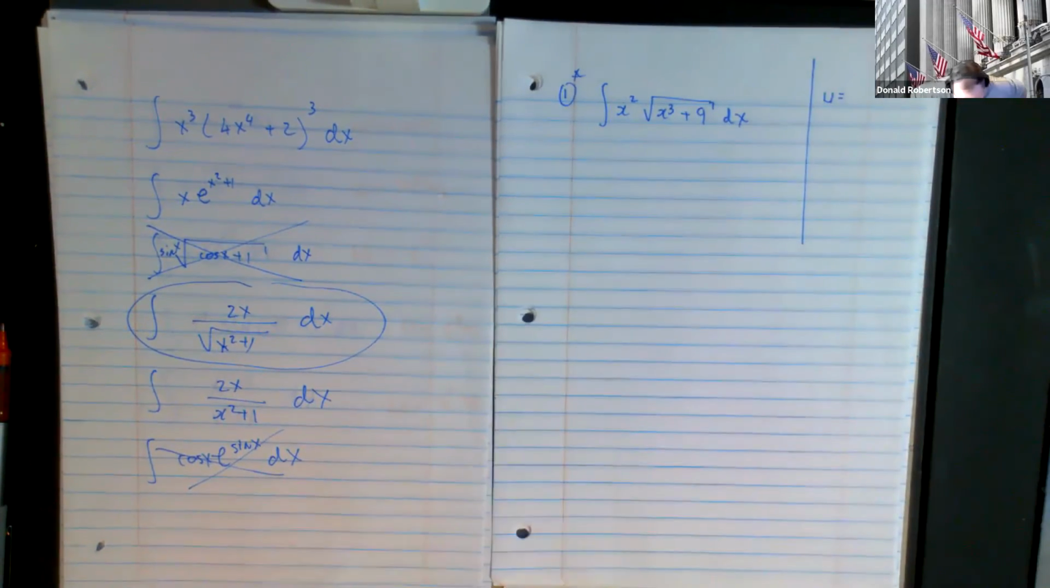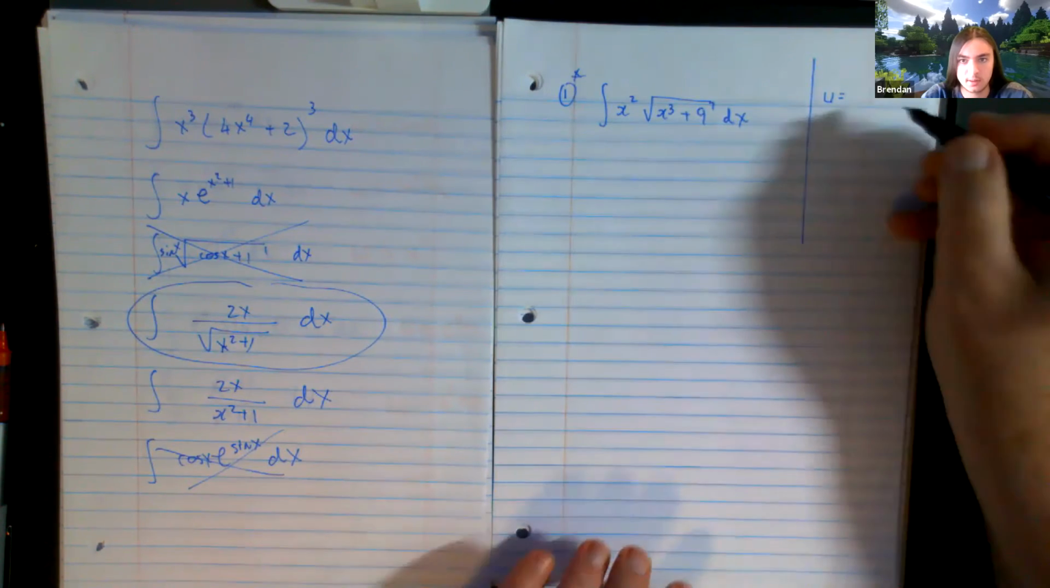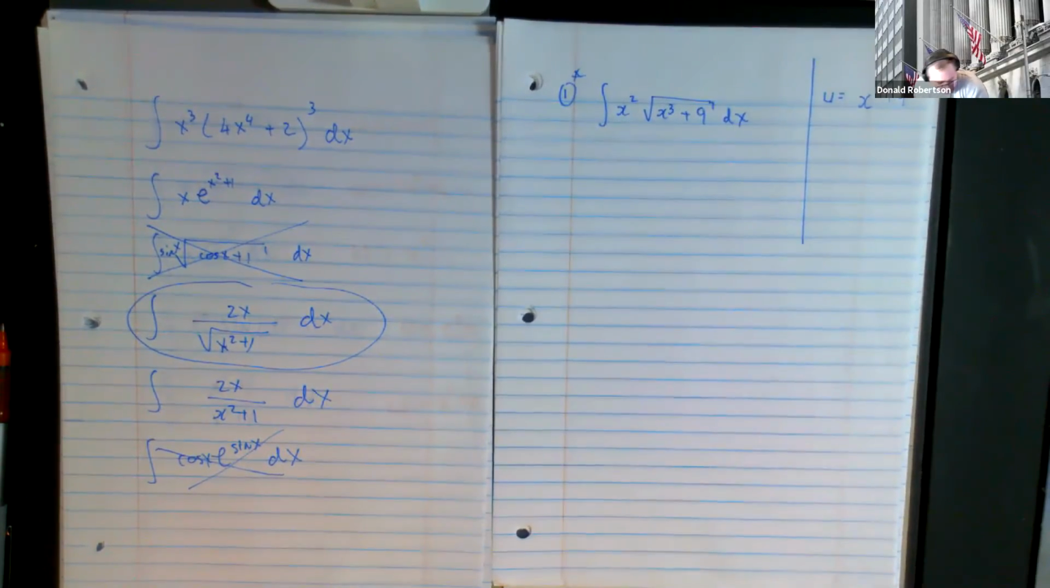Okay, let's see, we got the flow here. Who's the u sub? x cubed plus 9. I'm hoping here that the vast majority of you now kind of know who the u sub is in this question, right? They kind of know where to look. Isn't it the ugly guy inside the square root rule?